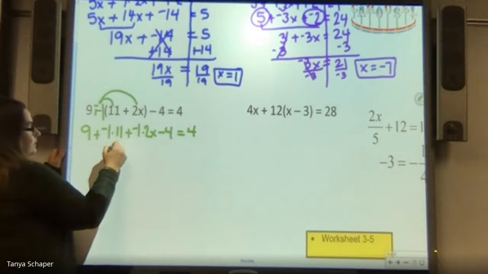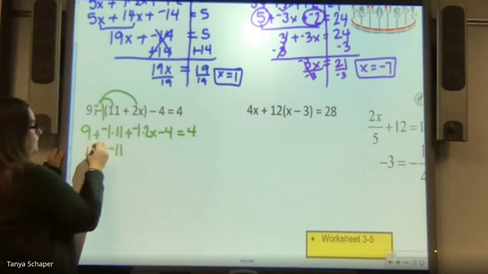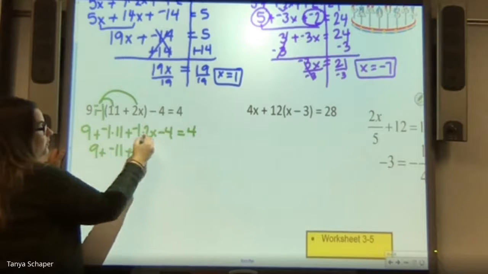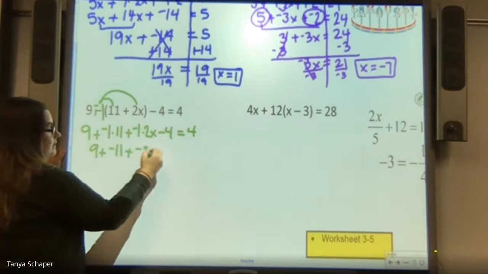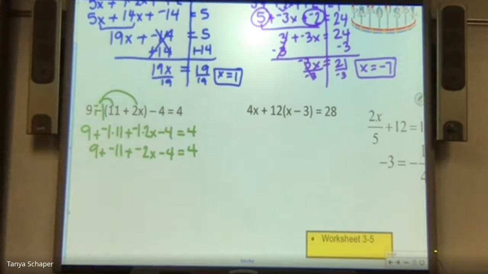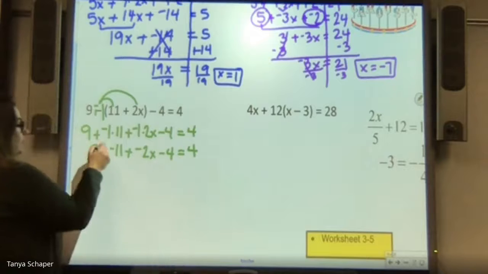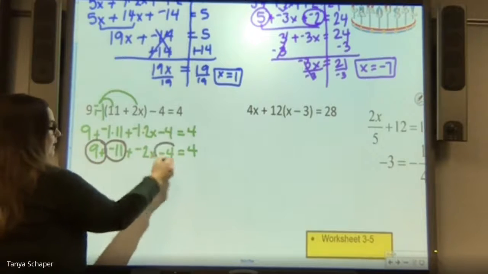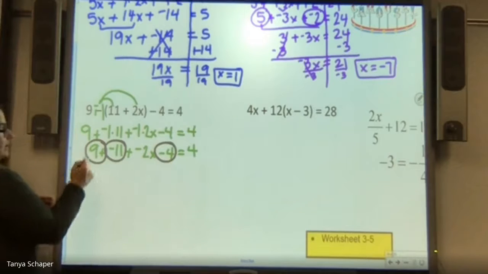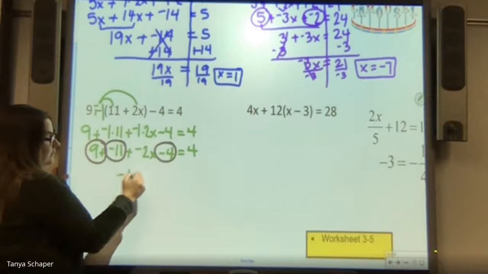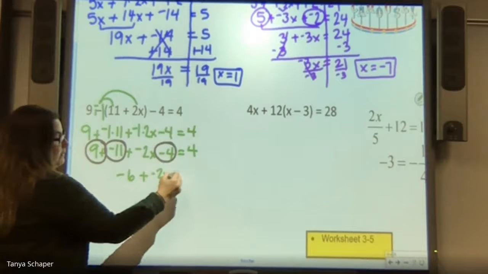Negative times positive is negative 11. Negative times positive is negative 1 times 2x, which is 2x, minus 4 equals 4. Now I'm going to combine like terms. I can combine 9, -11, and -4. 9 plus -11 is -2, minus 4 is -6, plus -2x equals 4.